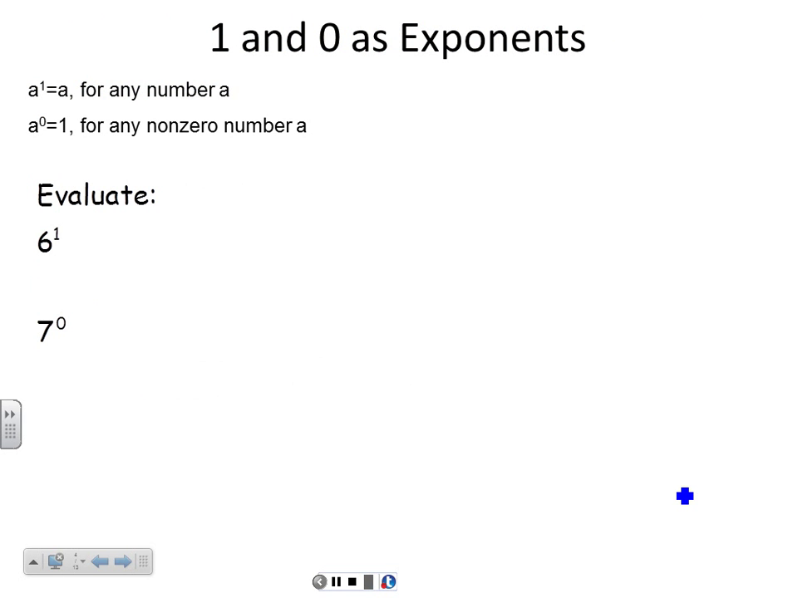Okay, so our first rule that we're going to learn is the power of 1 and the power of 0 rule. And you need to know these. You can write them on your index card for your test if you want to, but for here, anything to the first power is itself, and anything to the 0 power is 1. And so 6 to the first power is 6. Anything to the first power is itself. And anything to the 0 power, and this is tricky, but anything to the 0 power is 1.